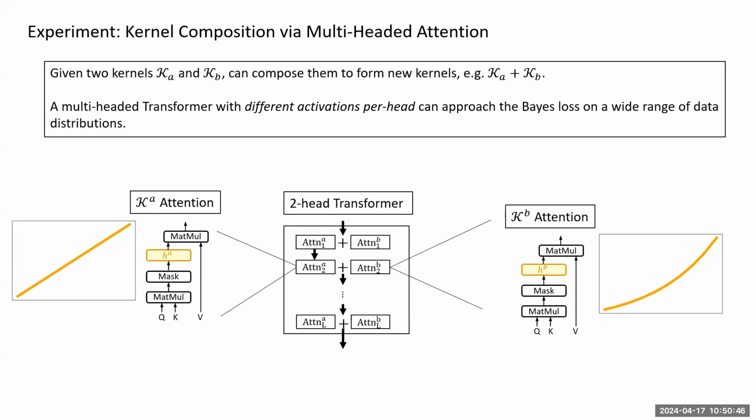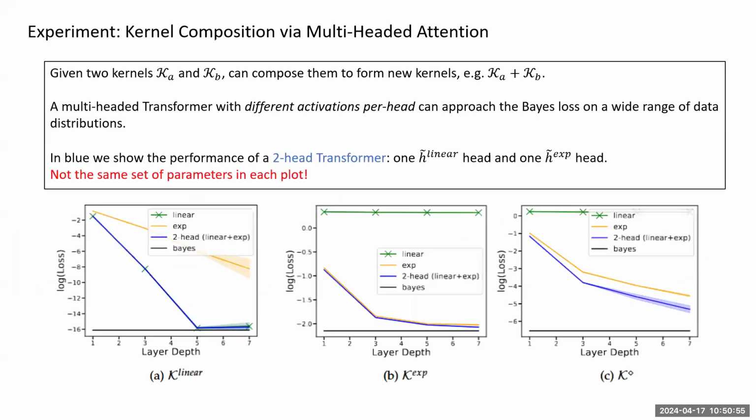For example, here I show a two-headed transformer where one head is identity activated, the other head is exponential activated. And here's a set of experiments. I compare three kinds of transformers: one-head linear transformer, one-head exponential transformer, and two-head linear plus exponential transformer. On the bottom left, when data is linear, you see that the two-head transformer does as well as the linear transformer. In the middle, when data is from EXP, you see that two-head does as well as the EXP transformer, which makes sense, right? You just set the other head to 0.